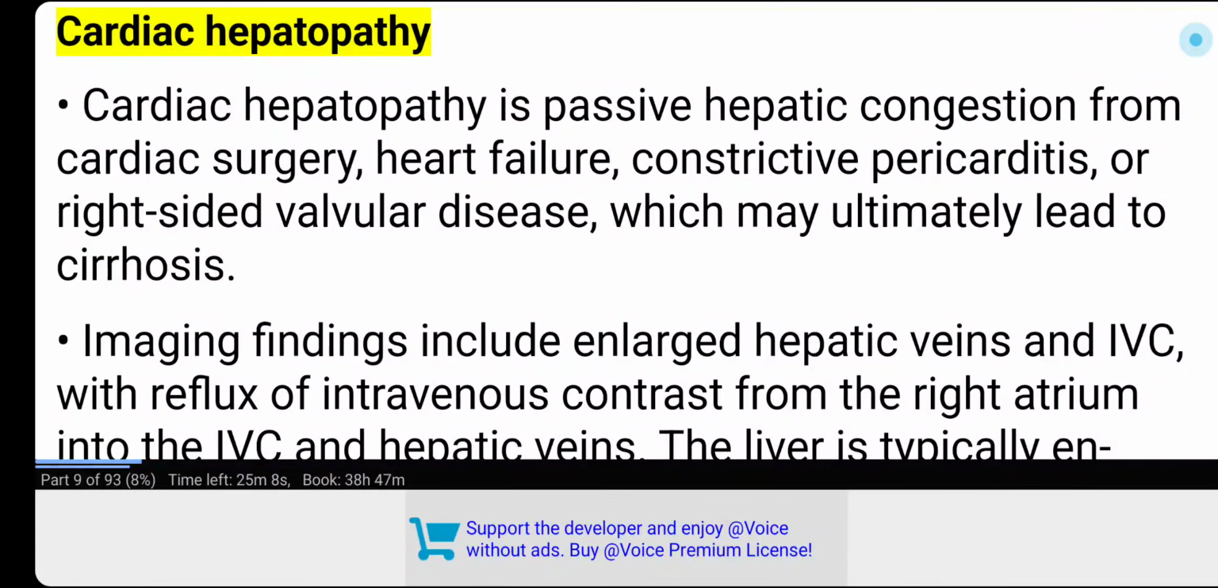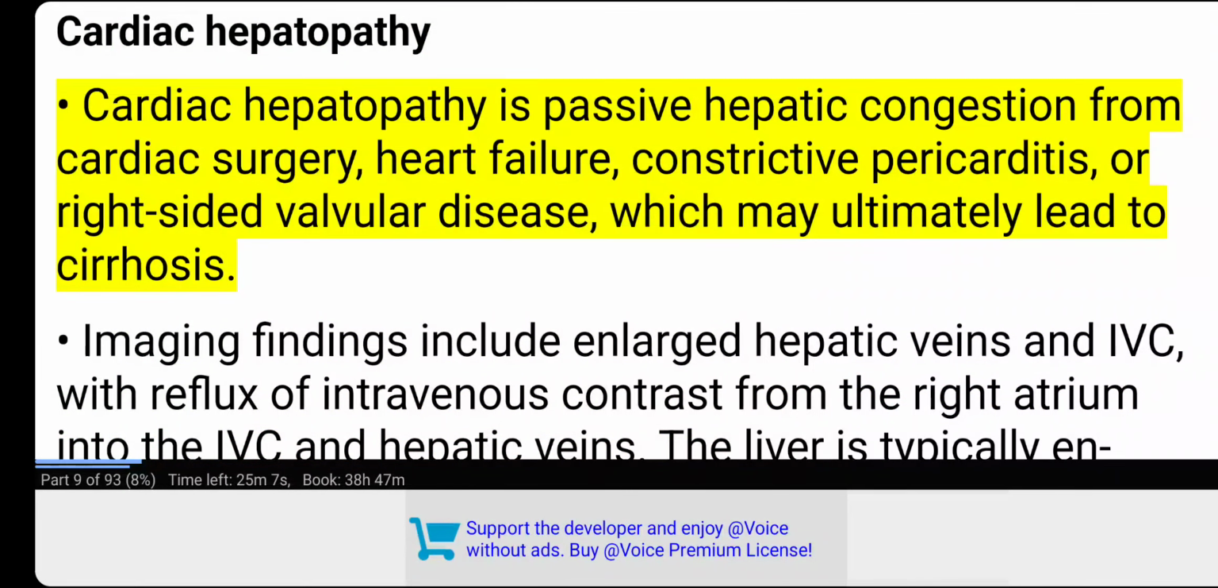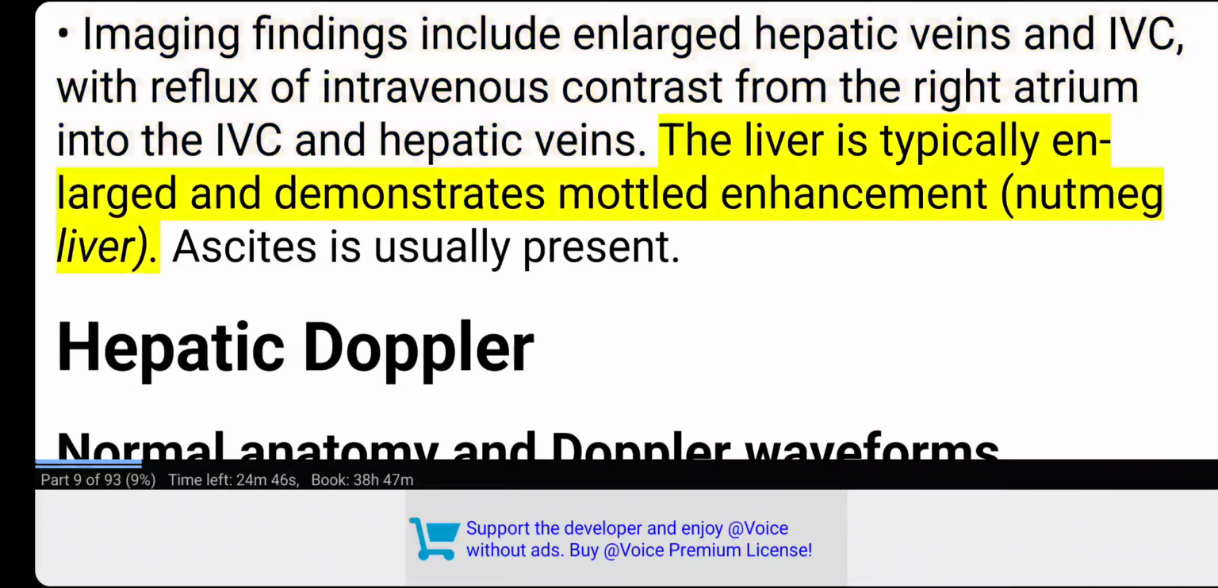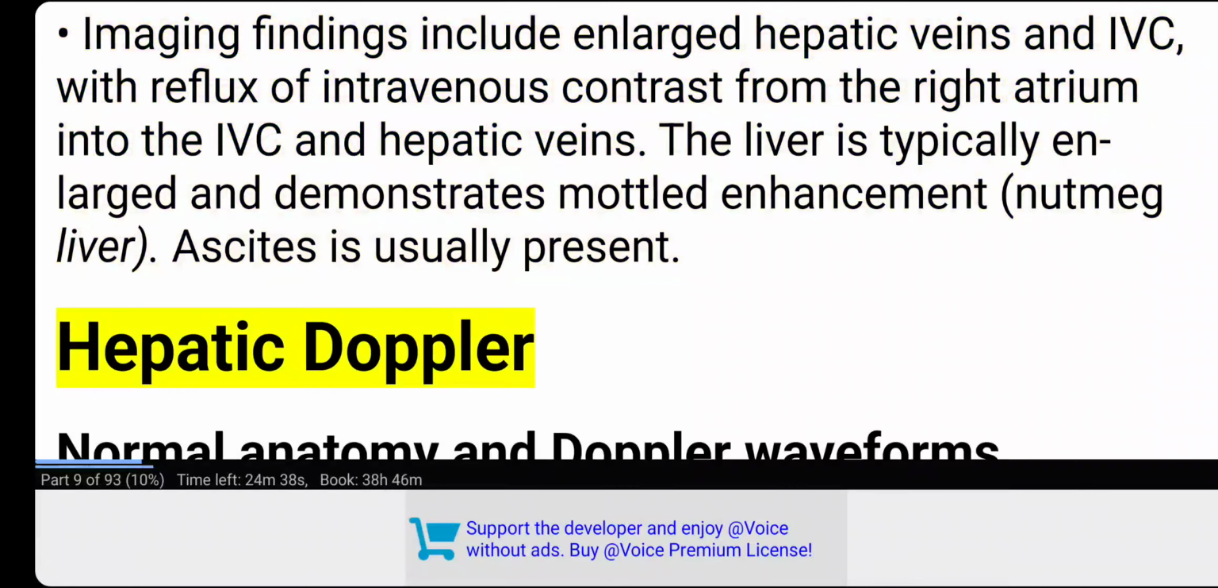Cardiac hepatopathy. Cardiac hepatopathy is passive hepatic congestion from cardiac surgery, heart failure, constrictive pericarditis, or right-sided valvular disease, which may ultimately lead to cirrhosis. Imaging findings include enlarged hepatic veins and IVC, with reflux of intravenous contrast from the right atrium into the IVC and hepatic veins. The liver is typically enlarged and demonstrates mottled enhancement, nutmeg liver. Ascites is usually present.